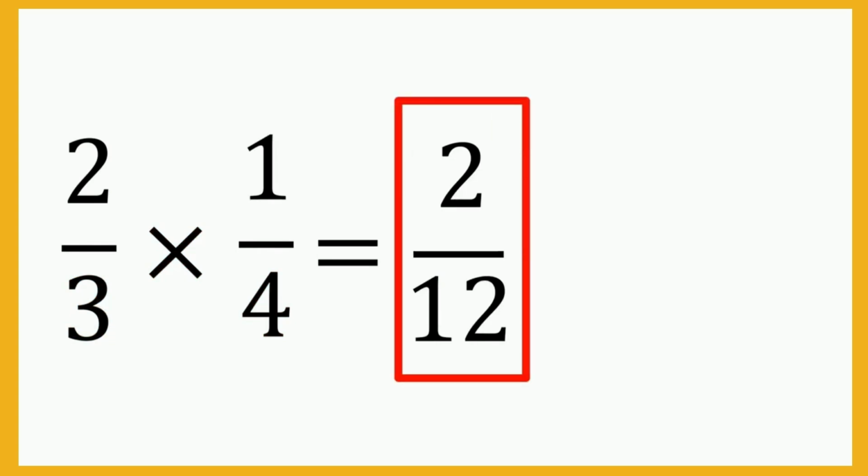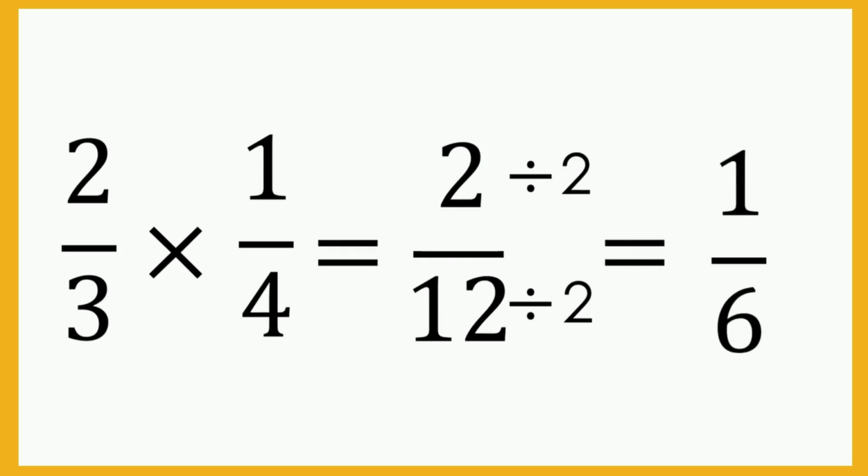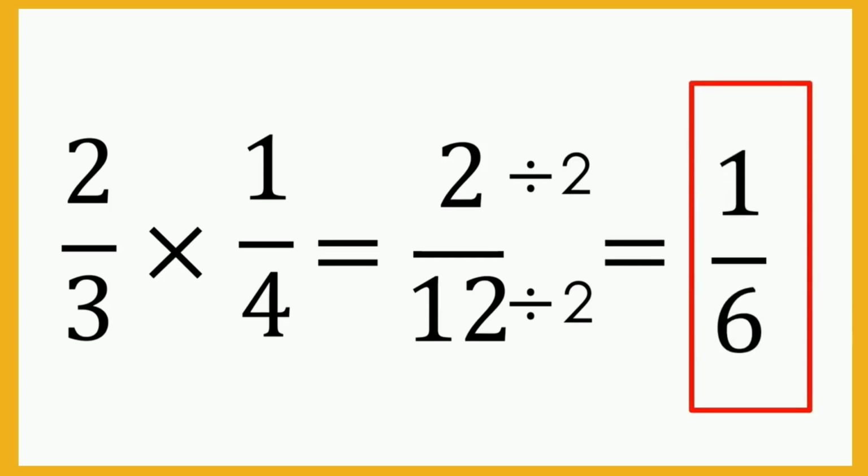But 2 over 12 can still be simplified. We can simplify this by dividing the numerator and the denominator by its GCF, which is 2. Dividing it by 2, the result would be 1 over 6, and 1 over 6 is the simplified answer.